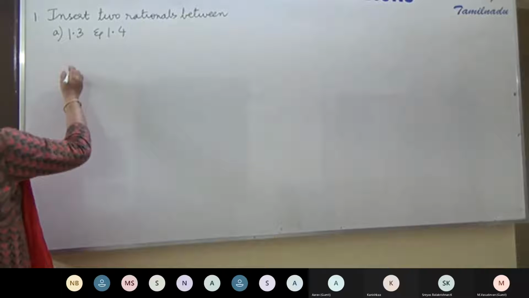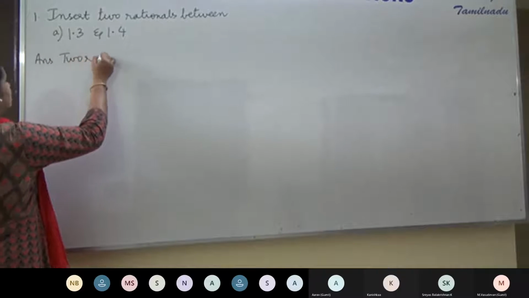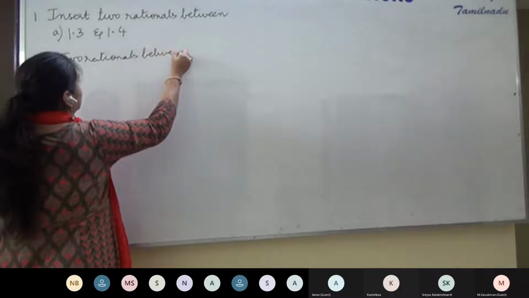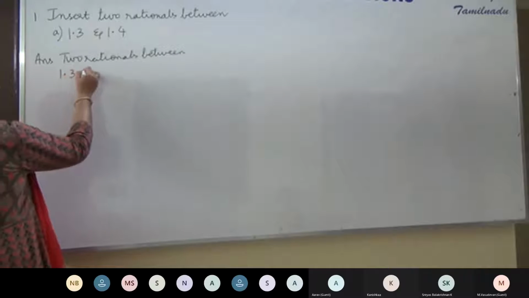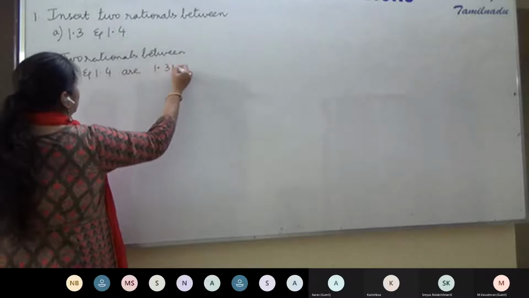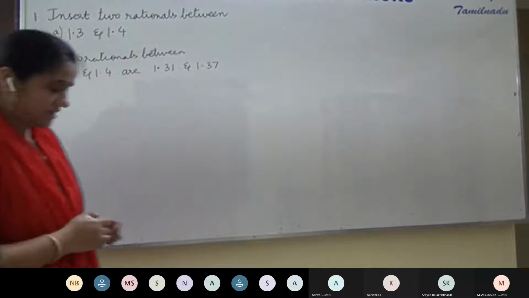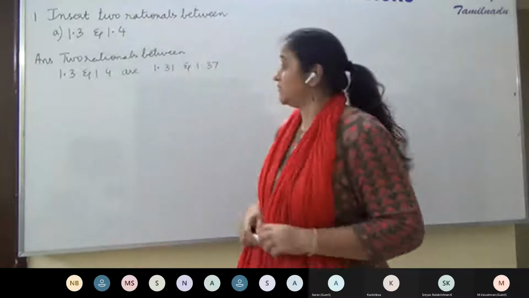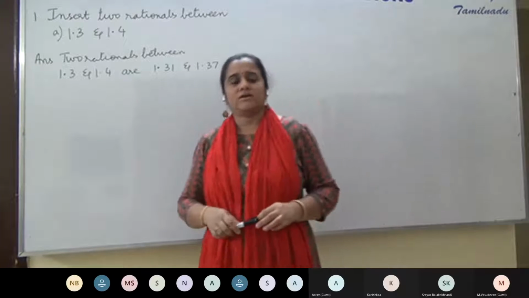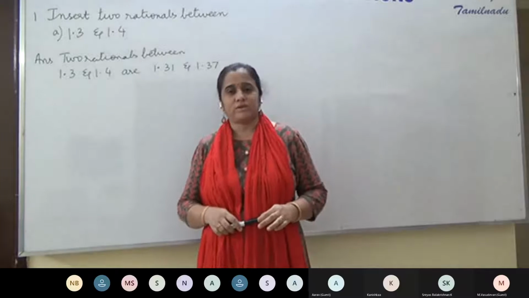All right. So two rationals between 1.3 and 1.4 are 1.31 and 1.37. Agree? 1.31 and 1.37 are two rationals lying between 1.3 and 1.4.